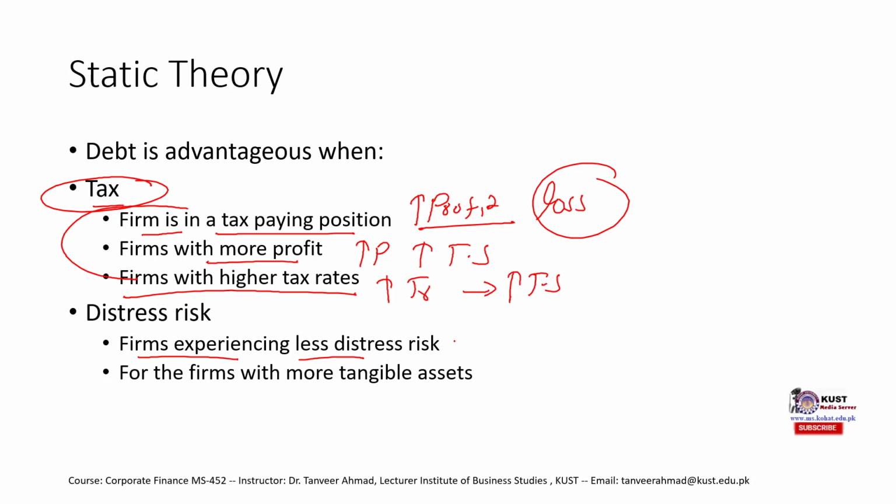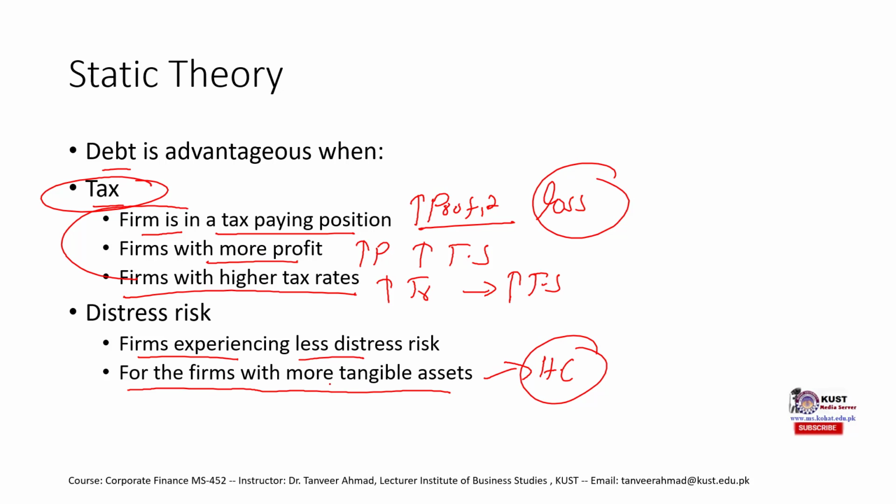They have stable earnings, they have stable sales, right? They have stable cash flows. They know they can pay their bondholders, and that would be advantageous for the firms with more tangible assets. By tangible assets, we mean the assets that the firm can sell. So for example, a technological firm would have more of human capital, right? Which they cannot sell, which is not a tangible asset.